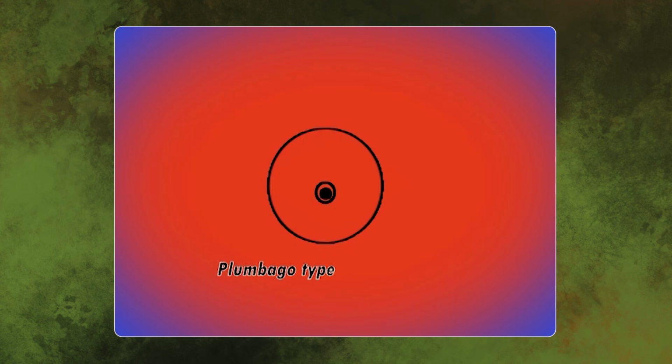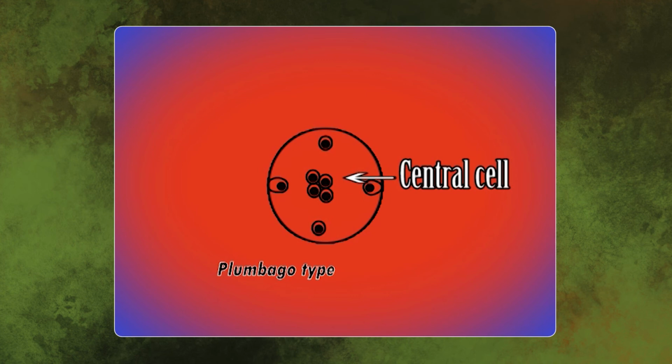Number 2 is Plumbago type. In this type also only one post meiotic mitosis occurs. The mature embryo sac comprises an egg cell and a 4 nucleate central cell. The other 3 nuclei are cut off as peripheral cells.